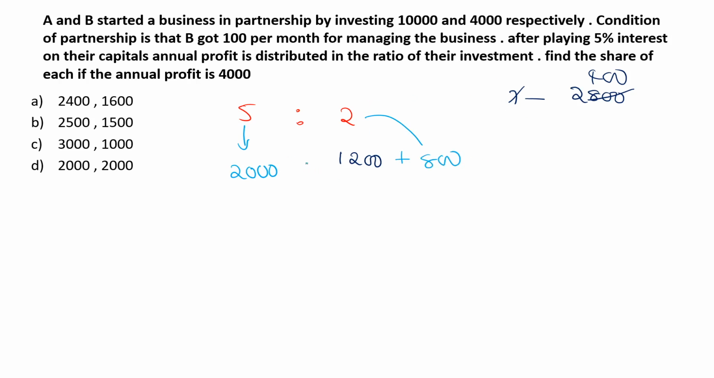Then the values of A and B would be 2,000 each. 2,000 for A and a total of 2,000 for B. Then 2,000 and 2,000, that is option D would be the correct answer.